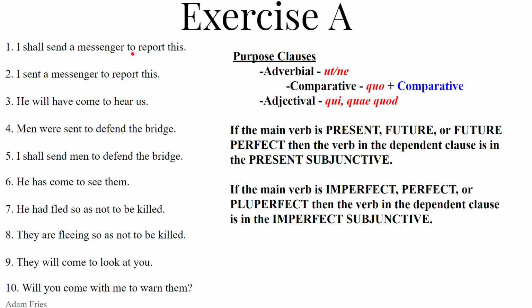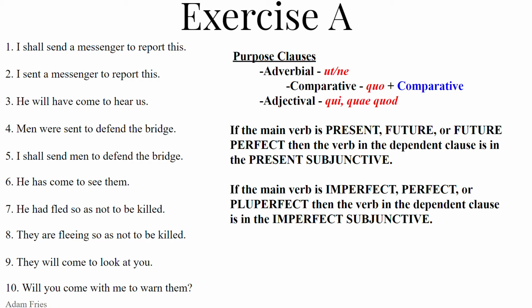If it were negative, I shall send a messenger to not report this, lest he report this, so that he not report this, that would be ne. This is positive. We want him to report this, so it's going to be ut. We're going to use ut. There's no comparative, so no quo.